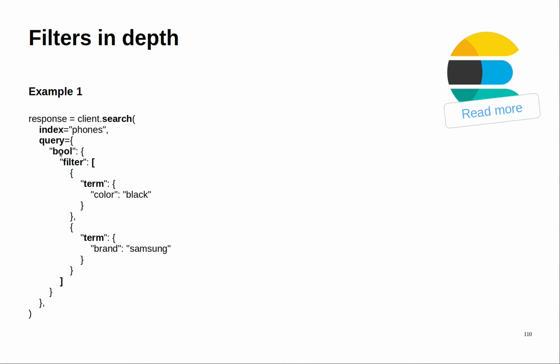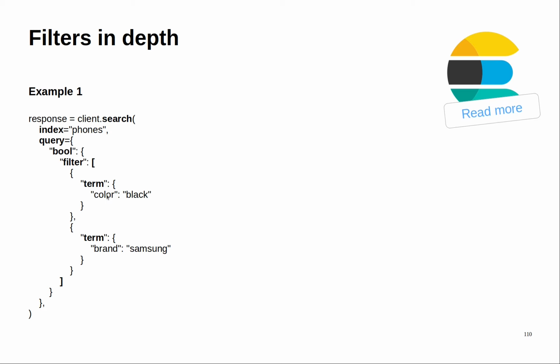Let's look at some examples of how to effectively use filters. In our first example, we are retrieving documents from the phones index. We are going to use the Boolean query because we are going to use compound queries. We have seen this in a previous video. Please check it out. Inside the filter query, we have two conditions.